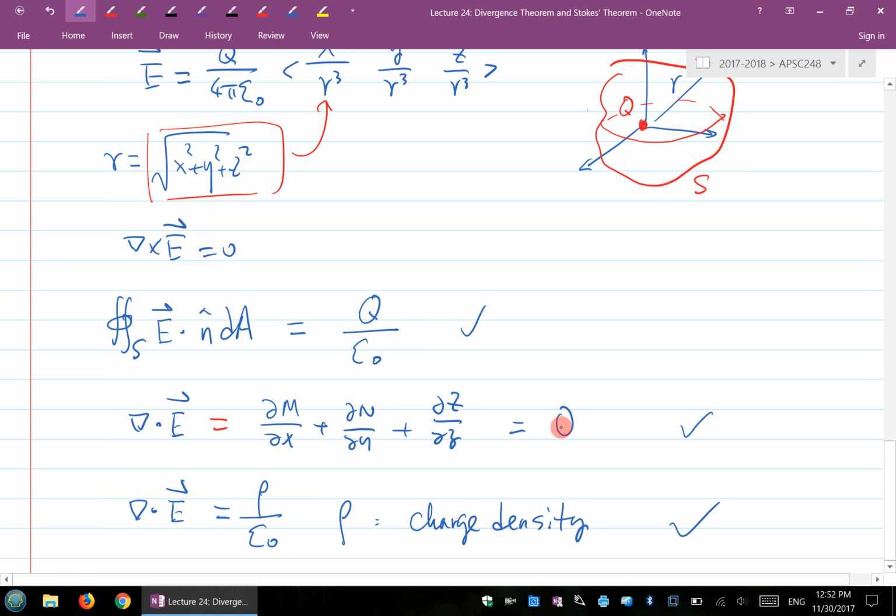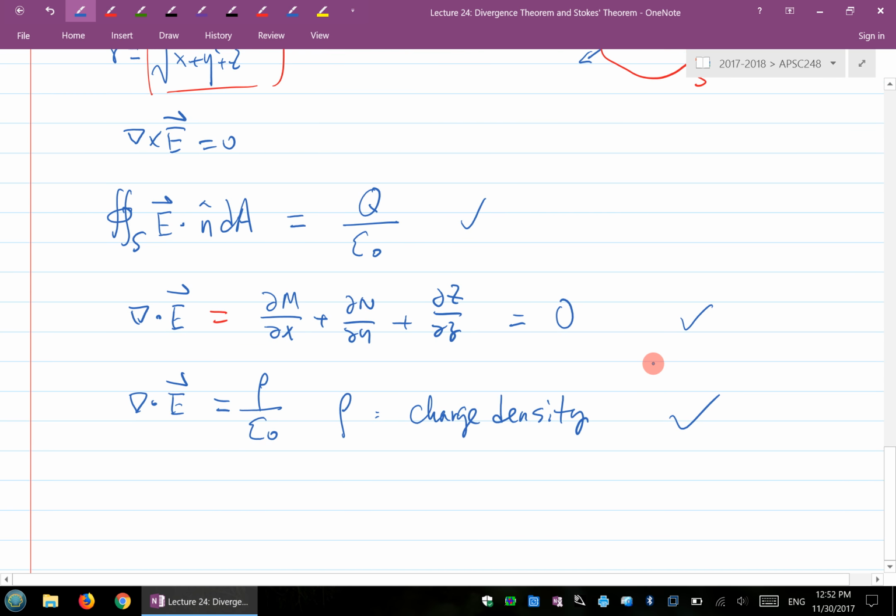But what's the problem here? Why is one 0, but the other one is rho over epsilon naught? The point here is, when you have a point charge, the charge density is 0 everywhere except where? Except at the location of the point charge. So why I'm bringing this question up is because you see here, this is your surface integral result.